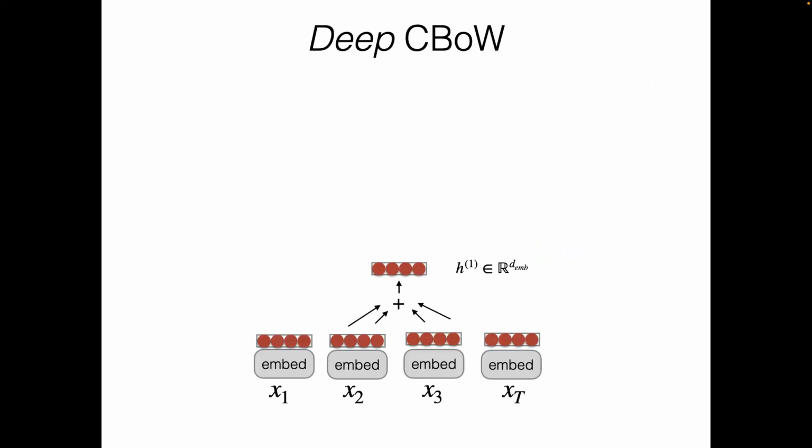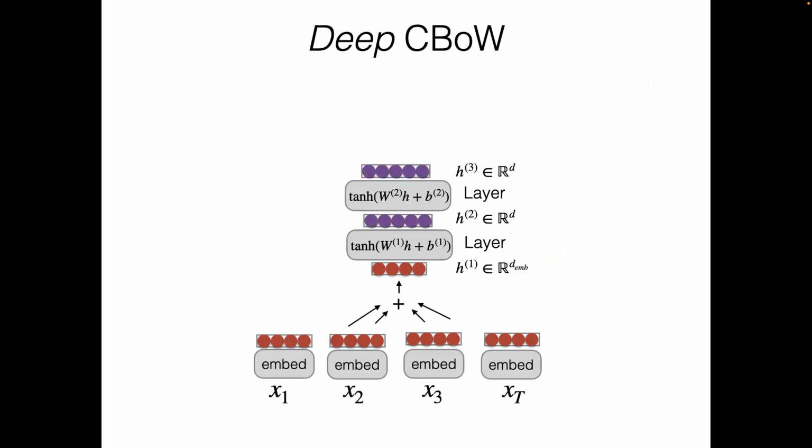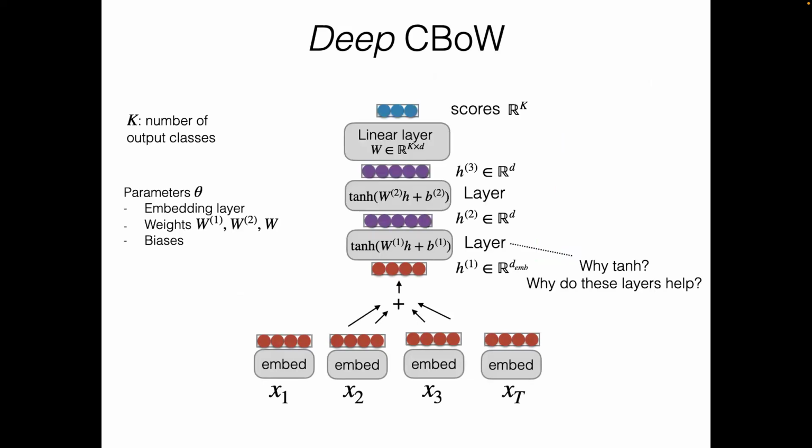So here we have a model which is called deep continuous bag-of-words. Here we're going to start with the same model as before, same architecture, just on the bottom. And then we're going to introduce this layer here. The key difference is we now have this function which is called tanh. And the other key difference is that we are stacking these layers one after another.